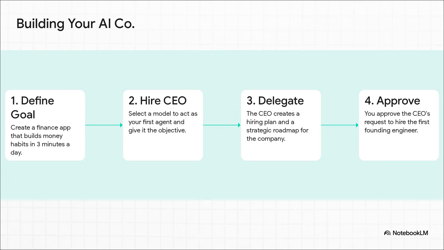First, you define that high-level goal for the Moolah app. Second, you hire your very first agent, the CEO, and you give it that mission. Third, the AI CEO gets to work, but not by coding, by creating a strategic plan, a roadmap, and a hiring plan. Finally, it comes back to you with a request. I need to hire a founding engineer, and all you have to do is approve it.